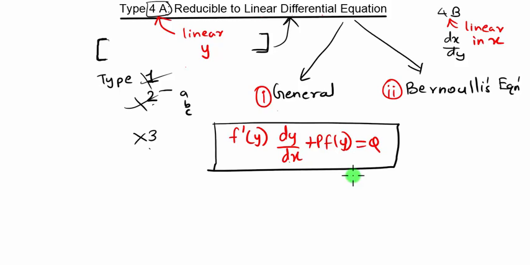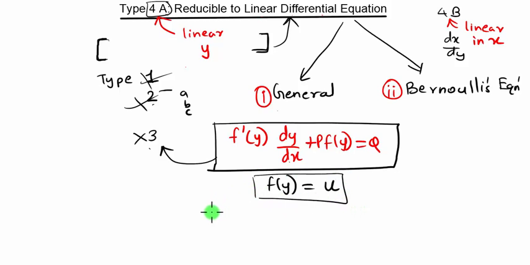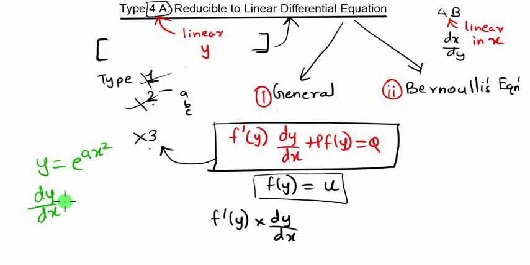When our equation is in this form, then we do some substitution. What substitution we do? We have to reduce this equation to a linear differential equation. For that we substitute f of y equal to some other variable u. If we take the derivative of this term with respect to x, we get f dash of y into dy by dx. We all know whenever there is some function, say y equal to e raised to ax square, dy by dx is first we take the derivative of the outer function, then we take the derivative of the inside, which is the function of y, so dy by dx.